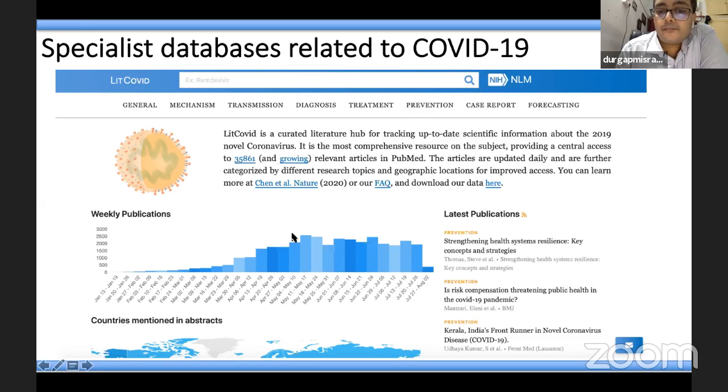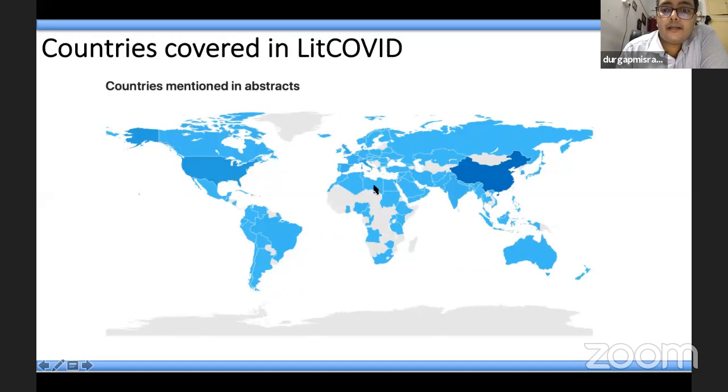As you can see, publications related to COVID-19 over a period of time from January peaked about mid-May, and now it is continuing at this peak in line with the pandemic peaking all across the world. And as you can see, a lot of research on COVID-19 is being done from the area where it originated and countries which have been greatly affected by it. We are also contributing significantly to research on COVID-19. These colored areas are the ones that have published papers in LitCOVID on COVID-19.